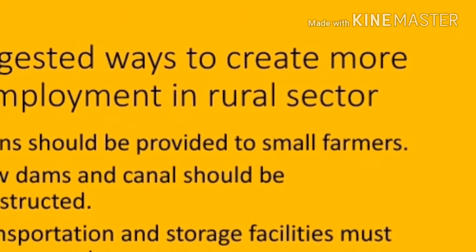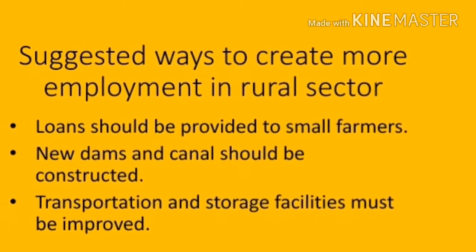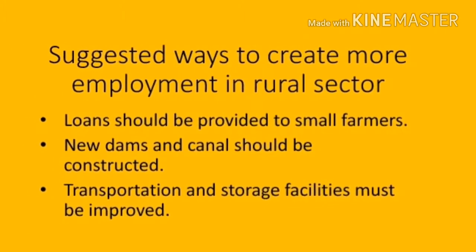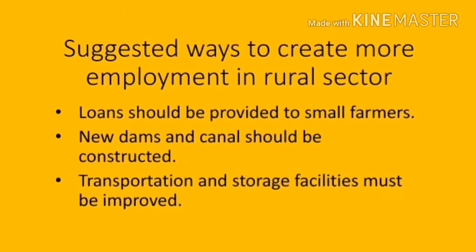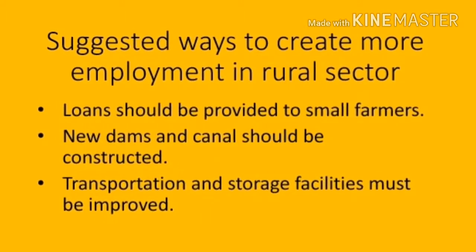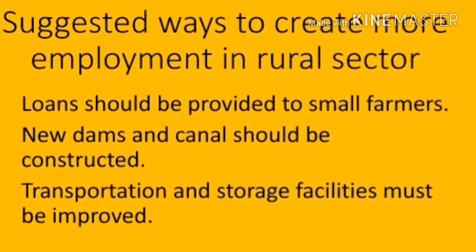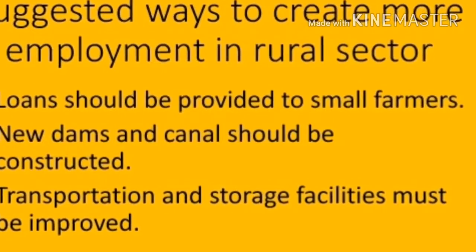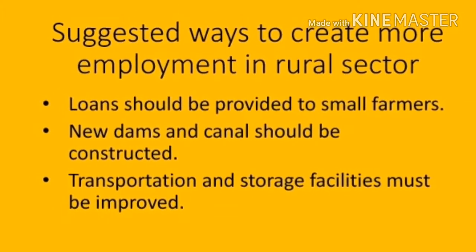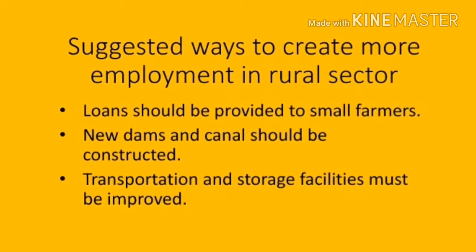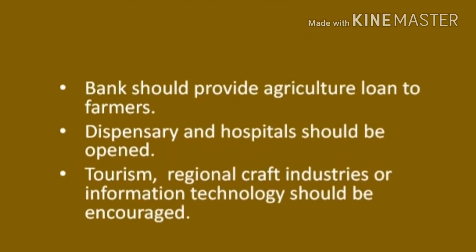Students, some ways are suggested to remove disguised unemployment and to create more employment in the rural sectors. Loans should be provided to small farmers by the government or banks for tube wells to grow more crops. New dams and canals should be constructed. It will lead to more employment in the agriculture sector. And students, transportation and storage facilities must be improved to provide employment. Banks should provide agriculture credit to the farmers.